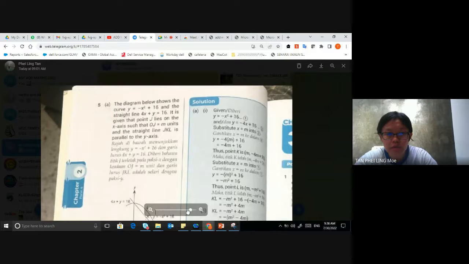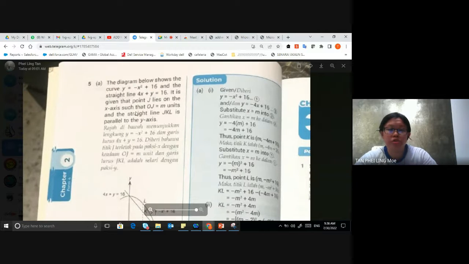Now this diagram shows the curve y equals to minus x squared plus 16 and the straight line 4x plus y equals to 16. It is given that the point J lies on the x-axis such that OJ equals to m units and the straight line JKL is parallel to the y-axis. That's a lot of information here.